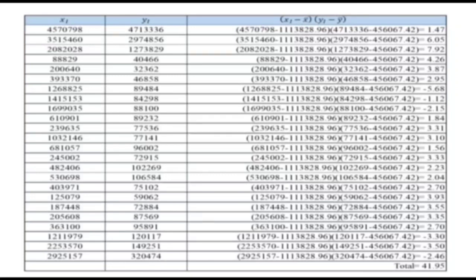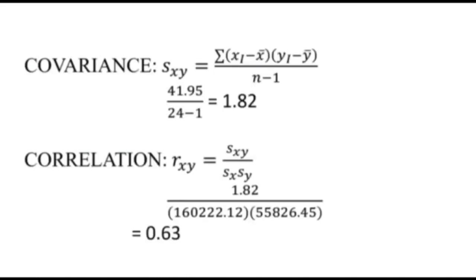According to my calculation, this is the answer that I got for x minus x bar multiplied by y minus y bar. Referring to this calculation, I will be able to get the answer for sample covariance and correlation coefficient. The total for the calculation is 41.95 after I add all the data. Substitute all the numbers following this formula. I get 1.82 for covariance and 0.63 for correlation coefficient.